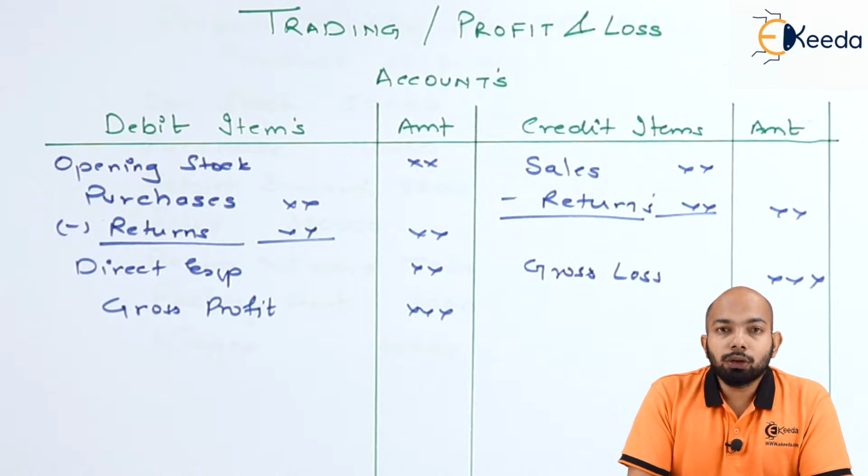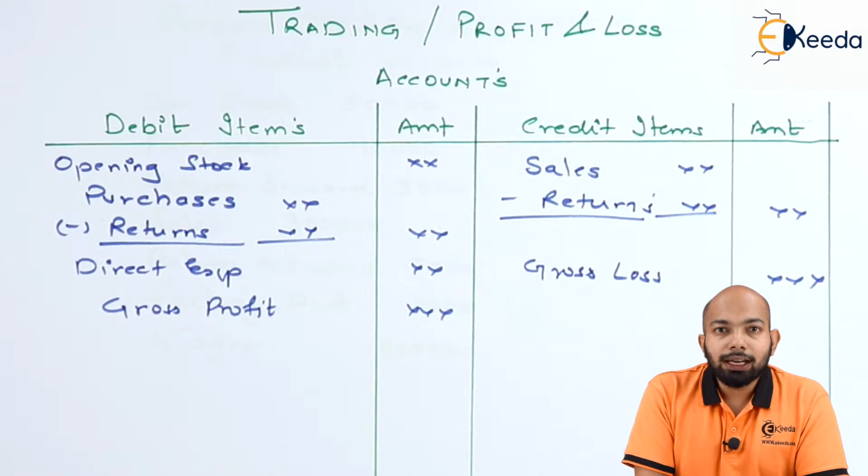Now, according to the question or whatever details have been mentioned, as per the situation or as per the question's demand, we will have either the gross profit or gross loss. Now, if there is gross profit, that will be moved to the credit side of profit and loss account, or if we have gross loss, that will be moved to the debit side of profit and loss account.